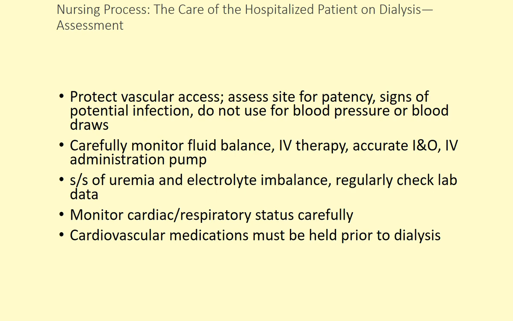Let's see here. You're also going to assess for signs and symptoms of uremia and electrolyte imbalance. Regularly check lab data. So again, you're going to have patients who have dialysis, whether it be through a machine, which is every other day, or through a peritoneal, which is at least a couple times a day. But in the same sense, you still have to follow labs to make sure that either you're not pulling off too much or you're not pulling off enough.